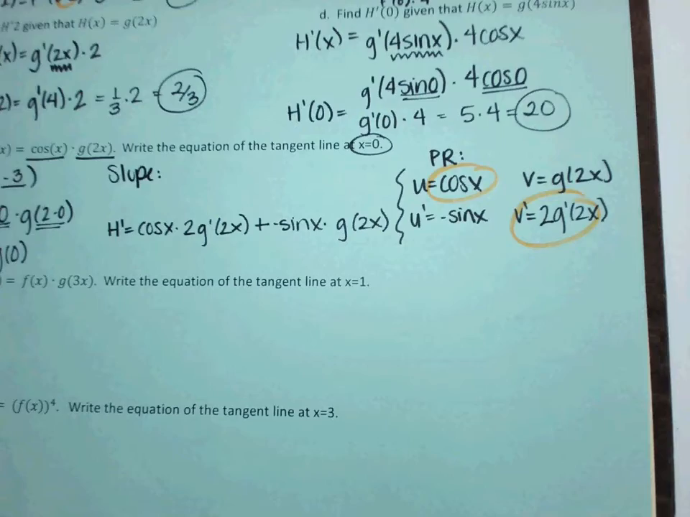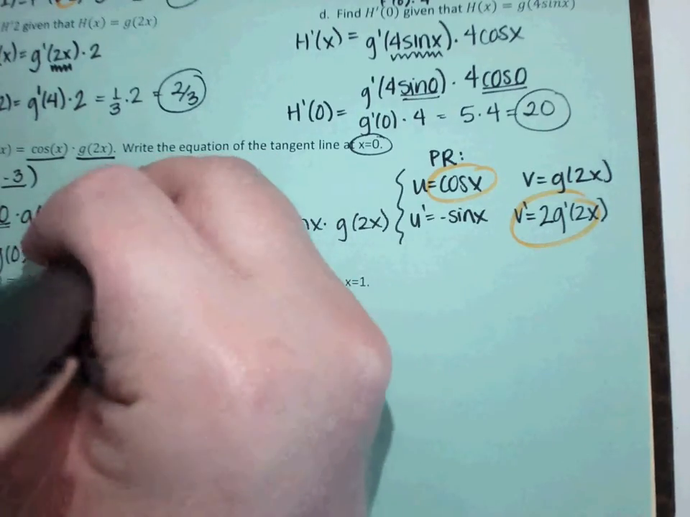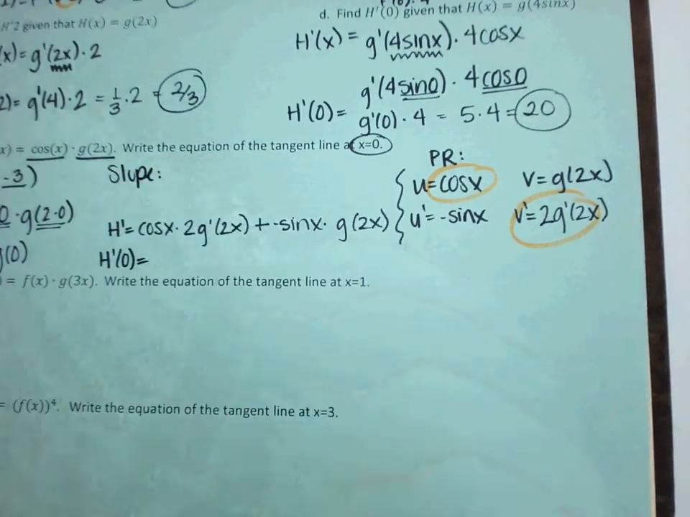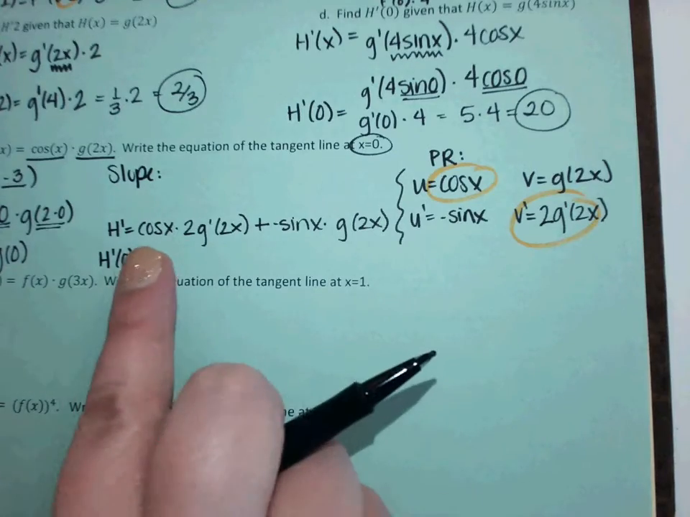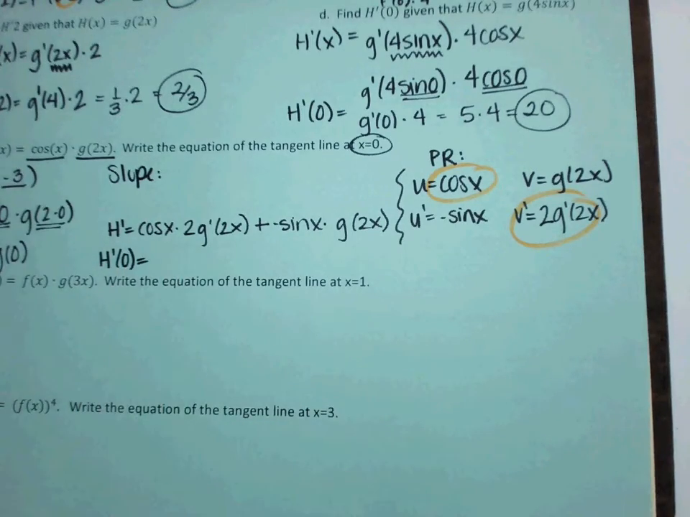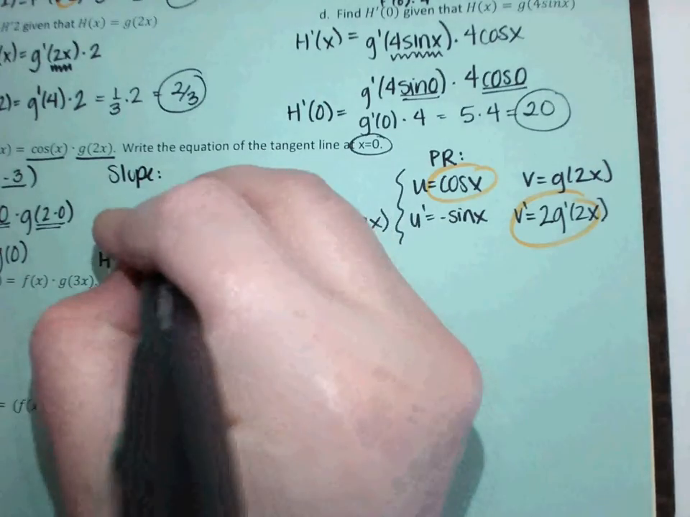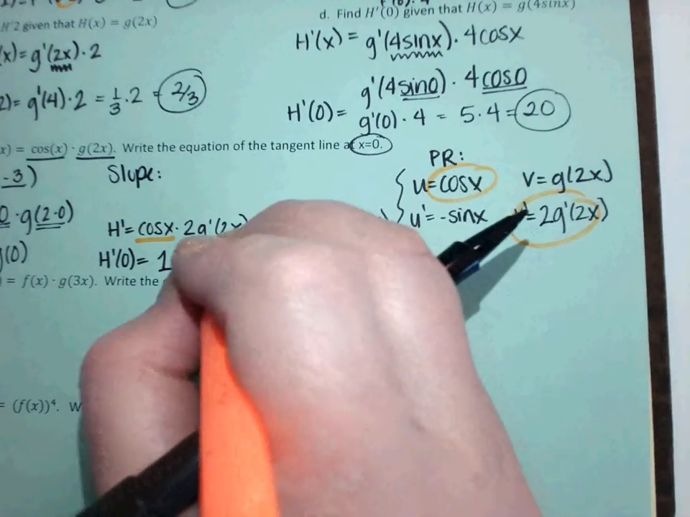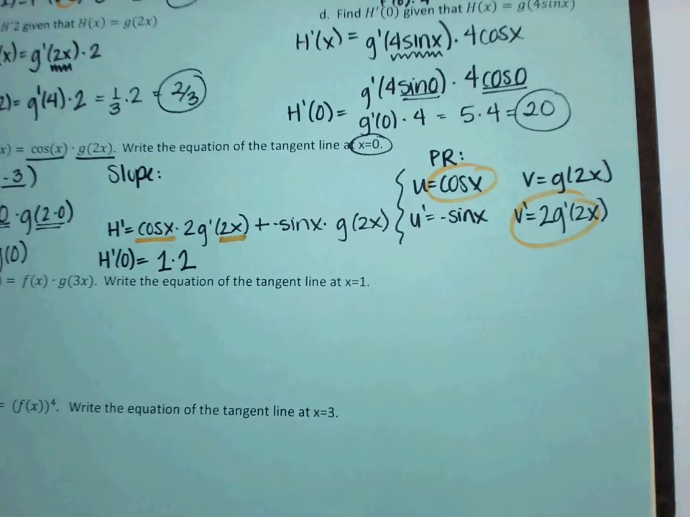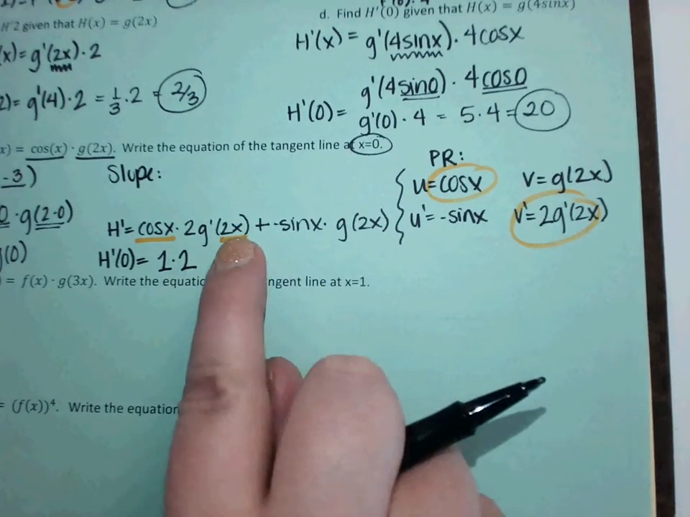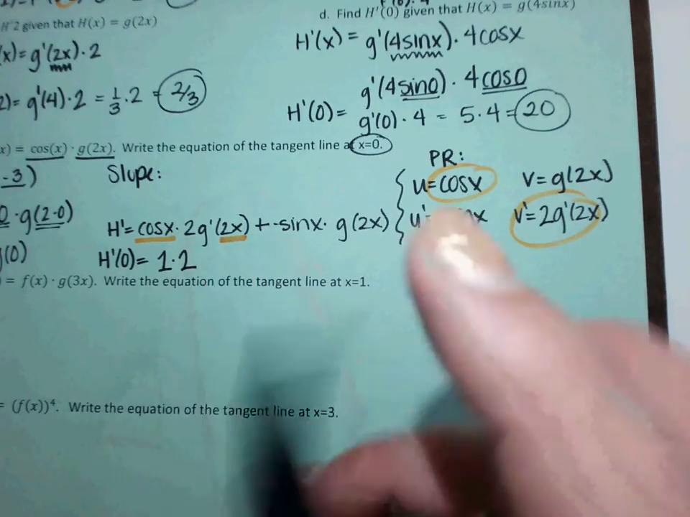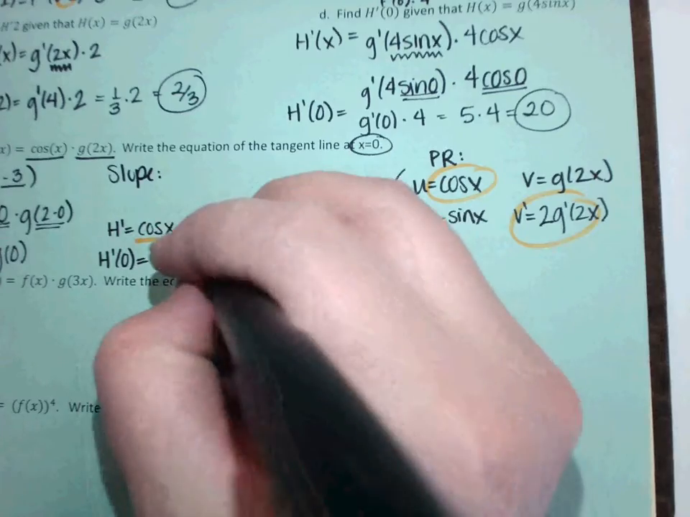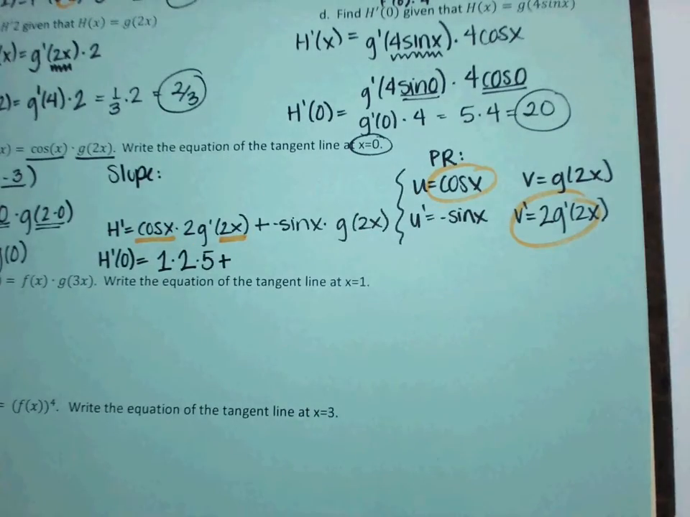Okay, so from here, we are finding h prime of 0. What is the cosine of 0 for that first term? Okay, that's a 1 times 2. And then what is 0 if I plug it into the inside here? Still a 0. Now look at your chart. What's g prime on the 0 row? 5. So 1 times 2 times 5 plus, that's going to be a 10.